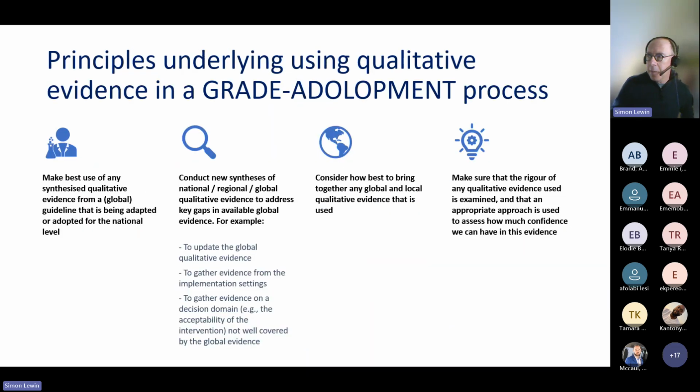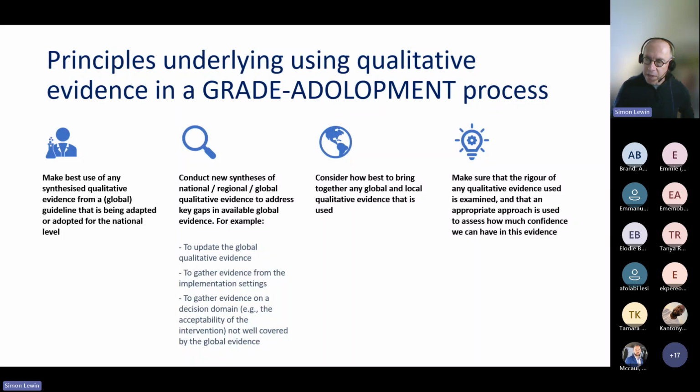So firstly, the decision tree tries to encourage users to make best use of any synthesized qualitative evidence available from a global or other kind of guideline that's being adapted or adopted for the national level. So that is the first step. Can we make use of any existing synthesized qualitative evidence? Then we may need to conduct new syntheses at national, regional, or global level of qualitative evidence to address key gaps, if any, that are identified in the qualitative evidence from the global level.